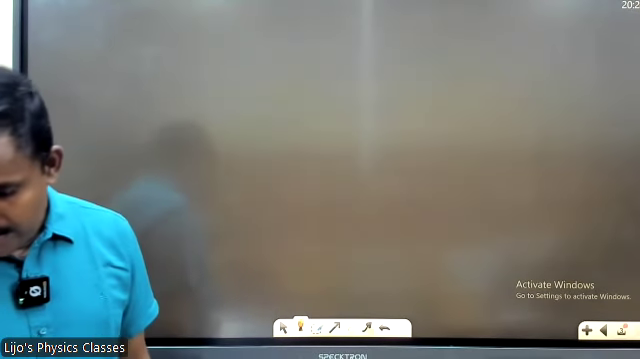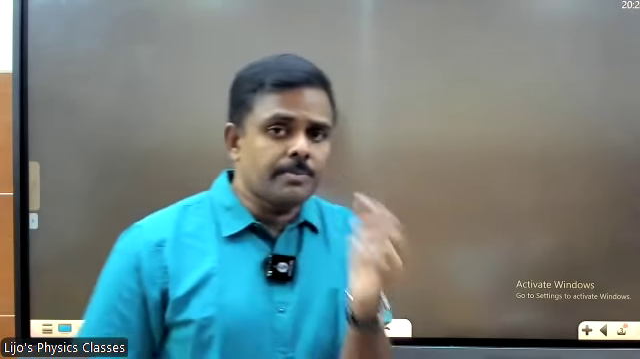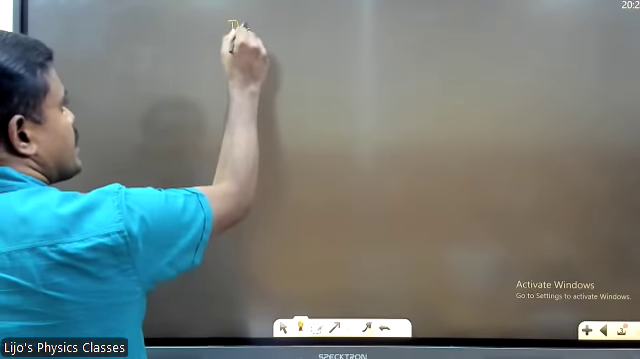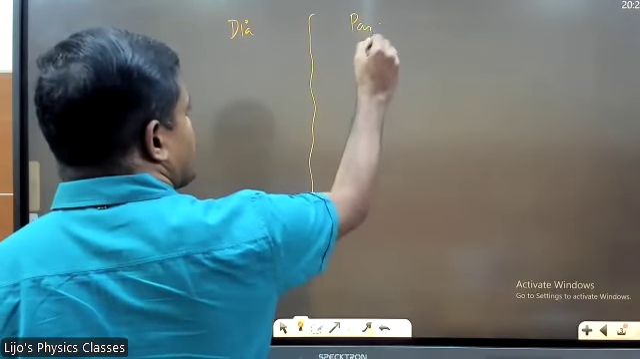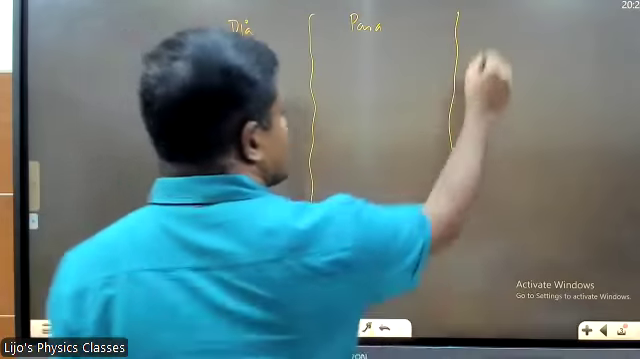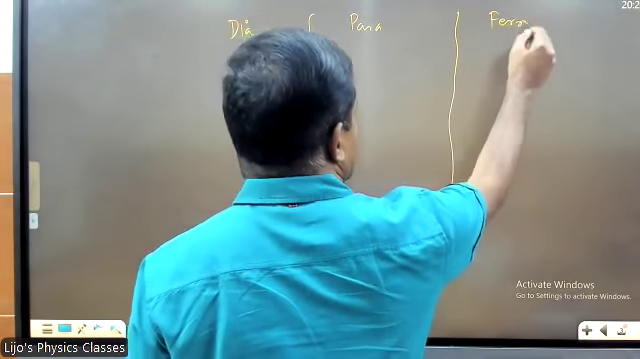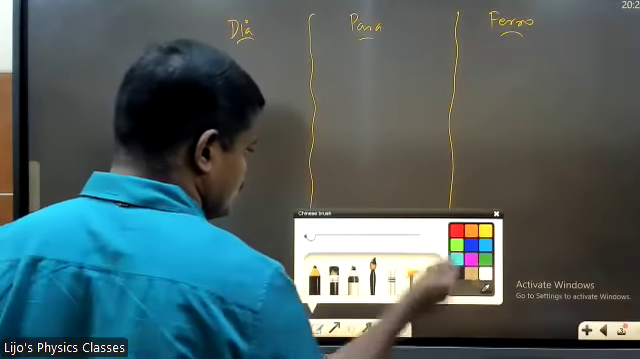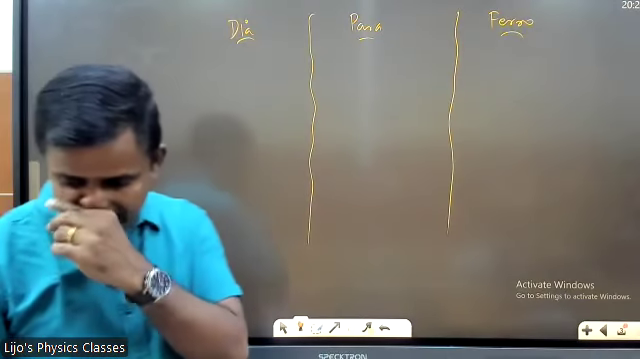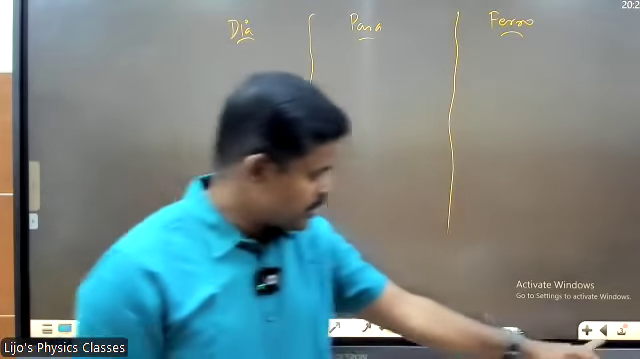Now, just write the categories. What are the types of materials? Diamagnetic, paramagnetic, ferromagnetic, antiferromagnetic, ferrimagnetic. So let us write these. Just draw a tabular column: diamagnetic, then paramagnetic, then ferromagnetic. Dia, para, ferro. Let's see one by one.